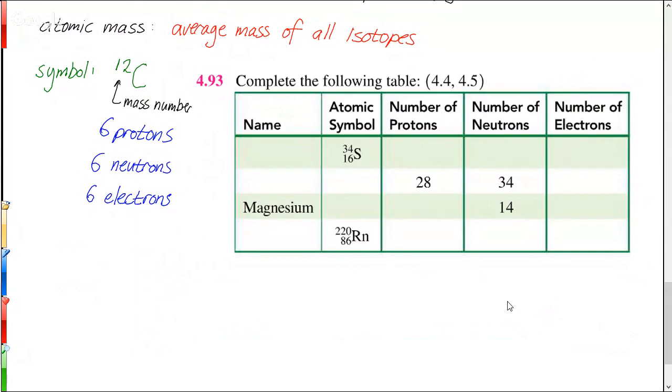All right, so given all that information, we should be able to figure out the name, the number of protons, neutrons, and electrons. So first, the name. How do we get the name? You look it up, right? Yeah, look at your card, look at your periodic table. What do you find? Sulfur.